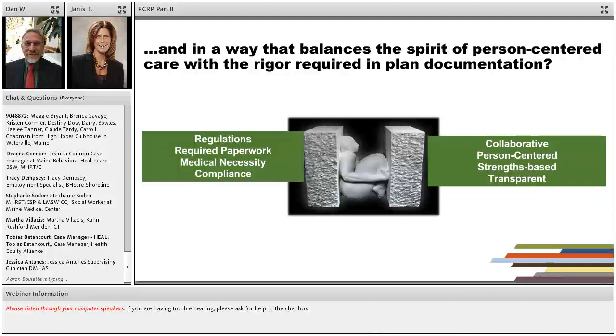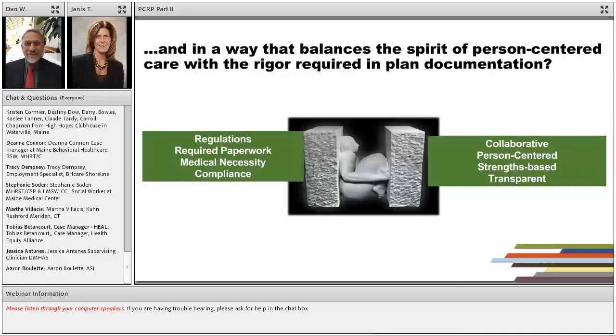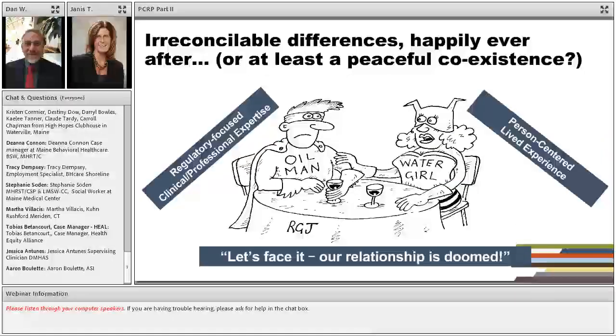But at the same time, within a recovery-oriented system of care, there's emerging consensus and expectations around the fact that we need to be planning in a way that's collaborative, strengths-based, person-centered, and folks are on the same page. There's transparency in the information that is being shared. So I am really often presented with a question about how these seemingly competing tensions come together in the recovery plan, and are they like oil man and water girl up here, and is their relationship doomed? Is it a happily ever after, or are we somewhere in the middle?